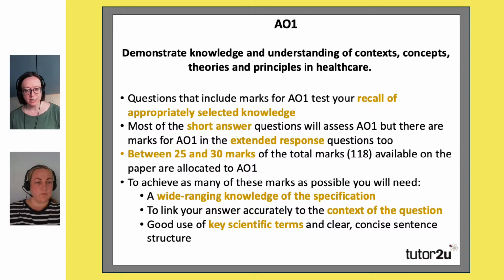There's a total of 118 marks available on your Core B paper, and between 25 and 30 of those marks are allocated to AO1. To achieve as many of these marks as possible, you do need to have a wide-ranging knowledge of the specification. There's a lot covered in your specification. You need to know as much of that as possible, preferably all of it, but I appreciate that there's a lot to recall there. To get these marks, you really need to understand the context of the question and then link your answer accurately to that context.